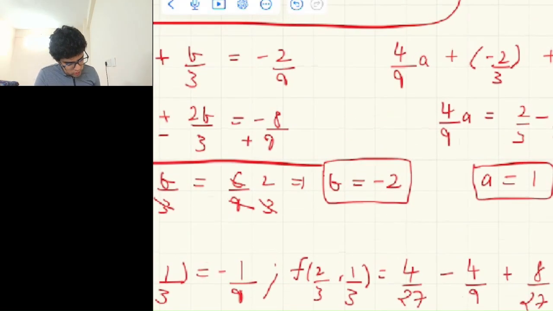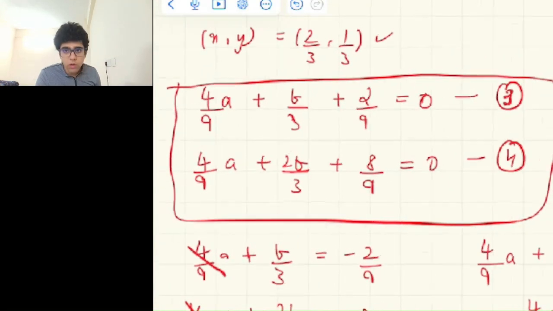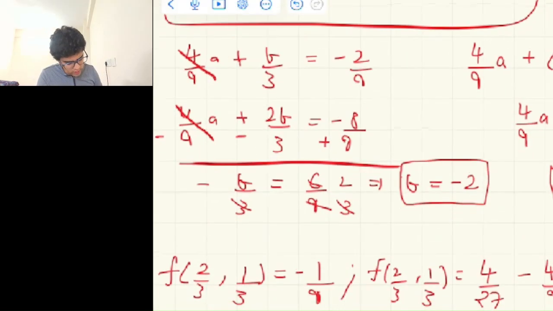So A was 1, right? A was 1. B was minus 2. So 4/9, 4 into 4A plus B by 3. B by 3 was 2/9. Minus 2/3 and minus 2/9. So 2/3 minus 2/9. So 3 into 2 is 6, 6 minus 2, 4. A is 1, yes. We are correct.